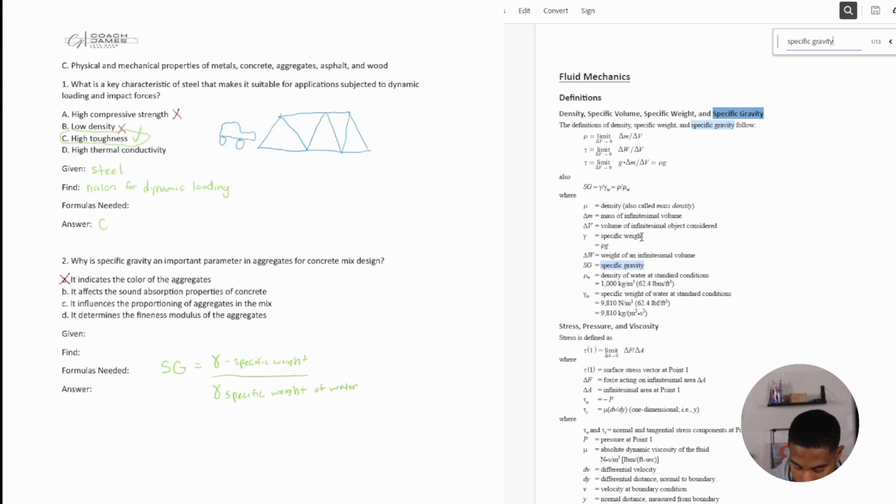That's why logically some of this stuff just doesn't make sense. It affects the sound absorption properties of concrete. No. Sound? No. Absorption properties of concrete. Okay. It influences the proportioning of aggregates in the mix design. Yes. So you got your specific weight or amount of aggregate to water, right? In this concrete mix. So, and it determines the fineness modulus of aggregates. So is it determining how fine the fineness modulus? No.